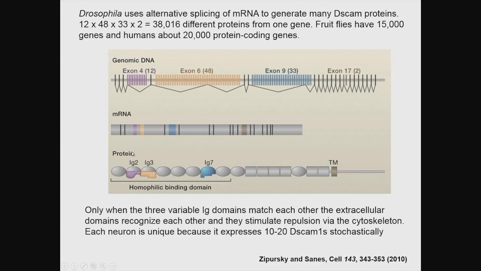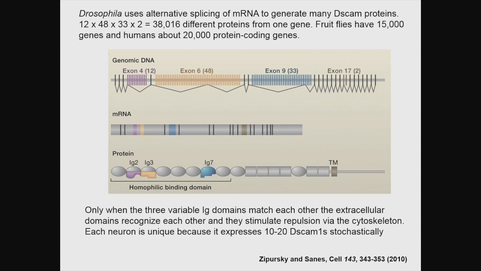But the variability in this protein is amazing because by alternative splicing, you can have, I cannot read it, okay, 12 different possibilities on exon 4. On this yellow one, you can have 48 possibilities, and this one you can have 33 possibilities. And for the transmembrane domain, you have 2. You multiply all that, it's 38,000 different proteins that you can make from one gene. And if you think that there are only 15,000 protein coding genes in Drosophila and 20,000 in man, that's more different proteins than genes, from one gene.